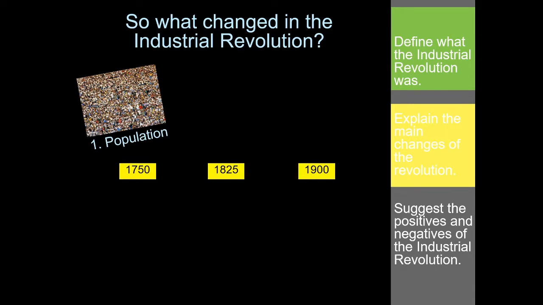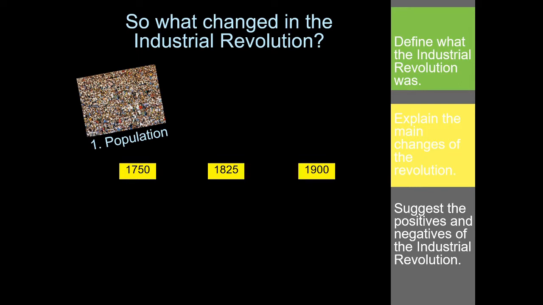So we're going to take a look at what differences happened in the Industrial Revolution in Britain between 1750, 1825 and 1900. Why Britain? Well, Britain is where the Industrial Revolution started, and at the time Ireland was fully part of the United Kingdom. The country at the time was called the United Kingdom of Great Britain and Ireland. So the whole of Ireland was part of the United Kingdom.